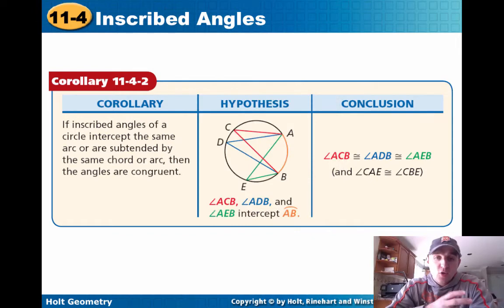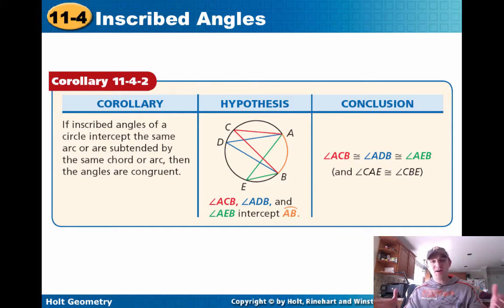All right, our corollary to this. If inscribed angles intercept the same arc or are subtended by the same arc or chord, then the angles are congruent. So if they both open up to the same arc, then those angles are congruent. You'll see that the angles ACB, ADB, and AEB are all subtended by arc AB. Since they're all subtended by the same arc, all three of those angles are congruent. Okay, so that's going to help us moving forward.